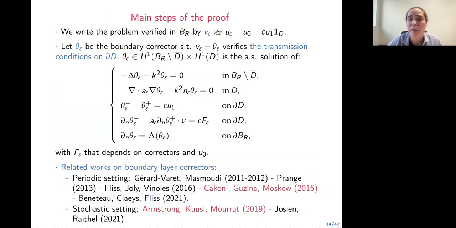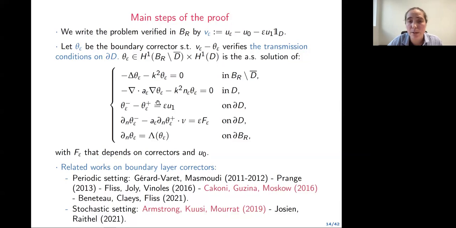and you write the problem verified by V epsilon. But this V epsilon doesn't verify the transmission condition on the boundary of D. So the first thing you do is you introduce theta epsilon, which is the boundary corrector, the function such that V epsilon minus theta epsilon verifies the transmission condition. Okay, and then V epsilon minus theta epsilon is easy to deal with because it's just a transmission problem. And so you deal with V epsilon minus theta epsilon, and the only thing you're left to do is deal with theta epsilon. So here I wrote the equation verified by theta epsilon.